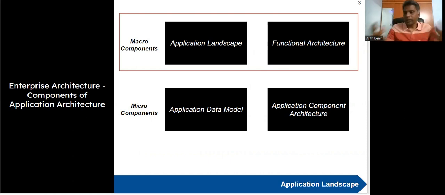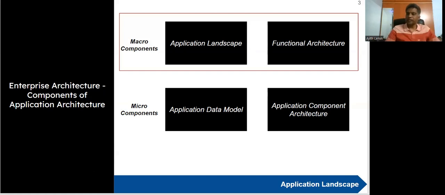Macro components are the applications at the macro level: what's the scope of the application and how we interact with each other. Depending on what level of detail we are covering in that particular layer, we'll be looking at the macro component or the micro component. This week, we'll go through the macro components, and next week we'll cover the micro components. On a macro level, I'm defining two components: one is the application landscape and one is the functional architecture.